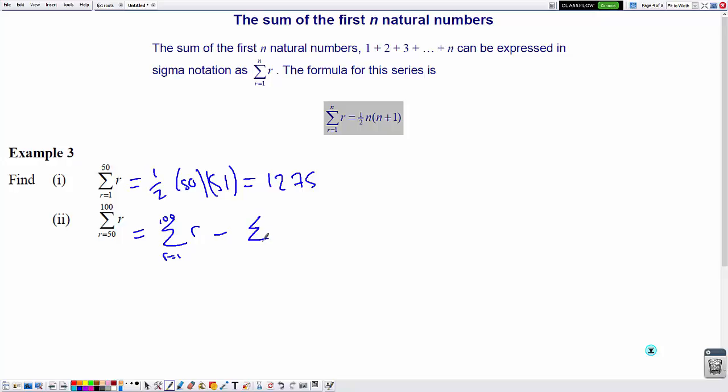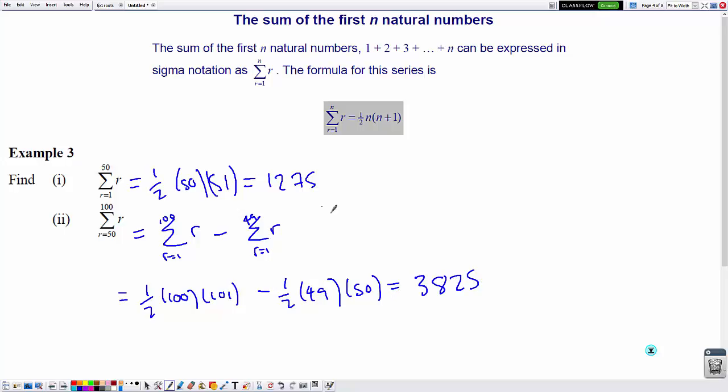What do I need? I have to take away all the extra terms I have. So I take away sigma r equals 1 to 49. Now it's 49 because I want my 50th. My 50th is included, so I don't take away my 50th term. I take away my 1 to 49th term. Now I use my formula for each of these separately, and I have my answer. So for this my n is 100, for this my n is 49. So this one is a half times 100 times 101, minus a half times 49 times 50. Just plug it into your calculator and you'll get an answer of 3,825.